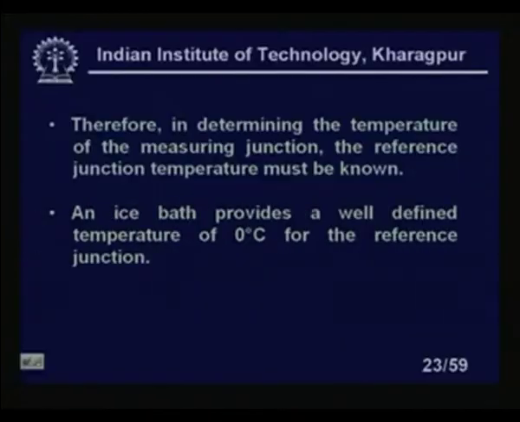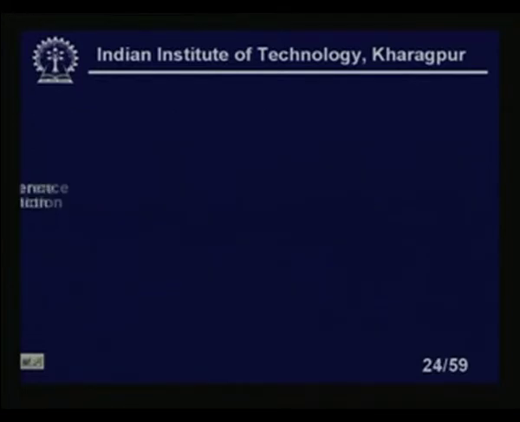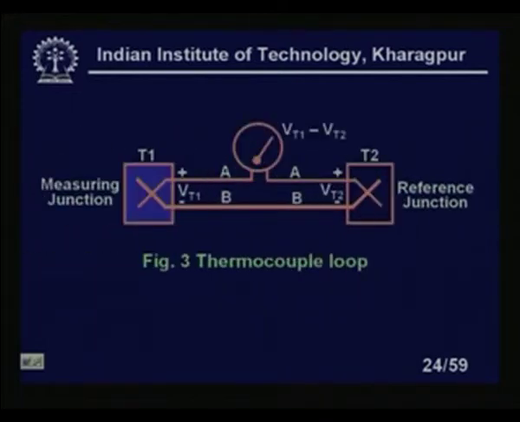If the two junctions are at the same temperature, the output voltage will be 0, right? So the ice point or the reference junction temperature, which is not varying and is supposed to be at the ambient temperature, should be known. An ice bath provides a well defined temperature of 0 degree centigrade for the reference junction, but that is not possible in any process industry. Okay, here we can see the thermocouple loop.